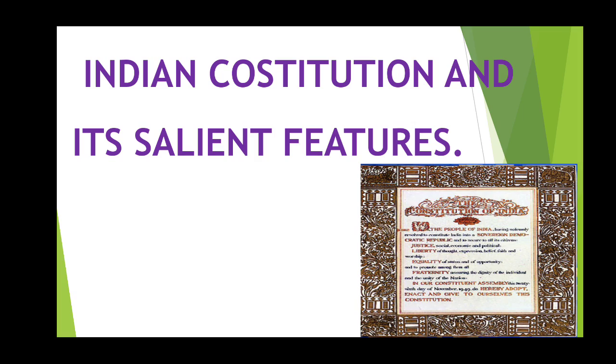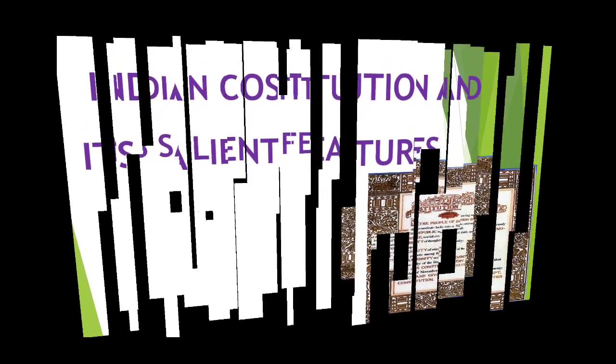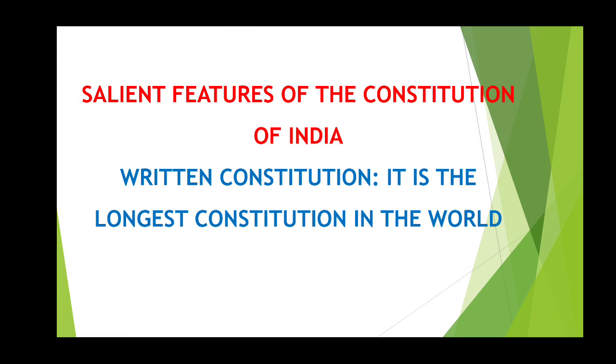Today, we are going to see some salient features of the Constitution of India. The first salient feature is written constitution. The Constitution of India is the longest written constitution in the world. It consists of 448 articles in 22 parts, 12 schedules, and 118 amendments. So, the Constitution of India is the longest constitution all over the world.